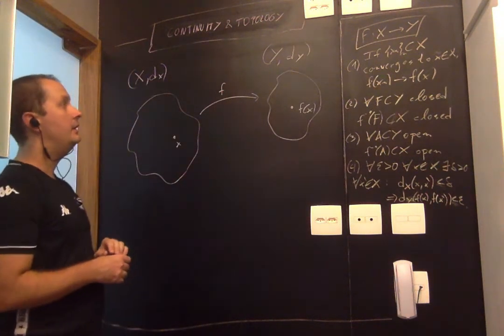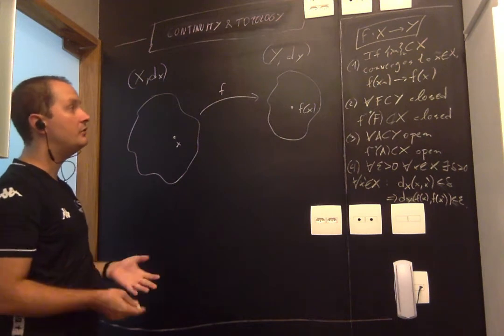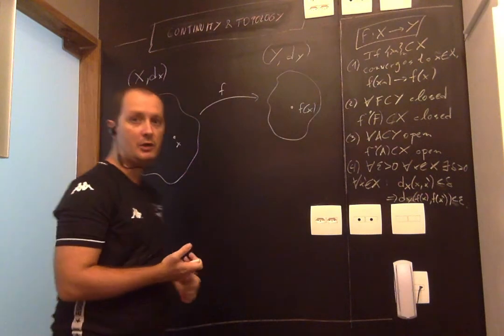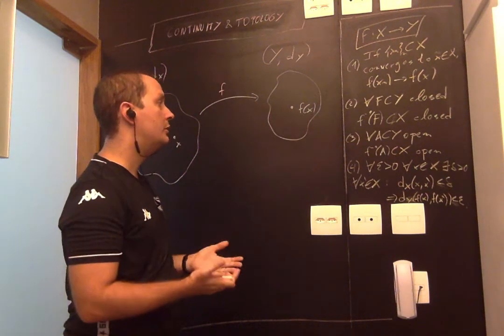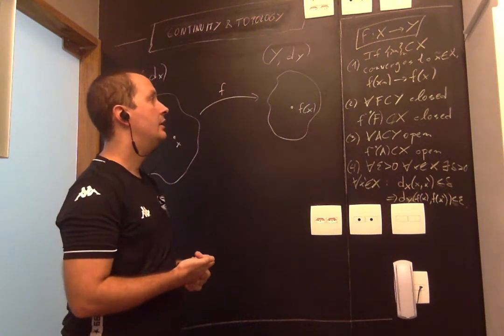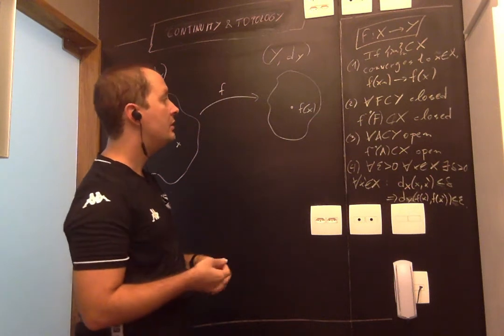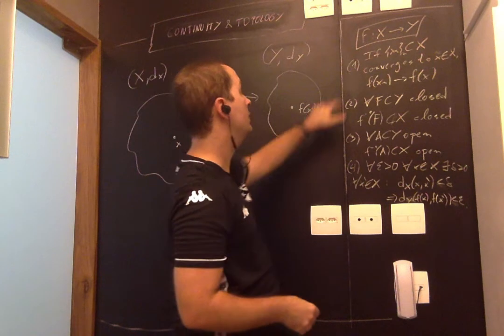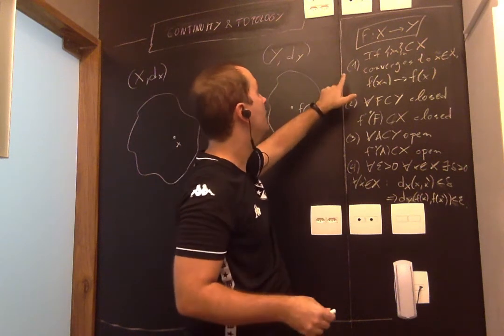And we're going to see that we can reformulate the concept of continuity of f in terms of topology, in terms simply of pure open and closed sets. And okay, so what's the statement? We're going to show that these four conditions over here are equivalent. Let's go through them. So the first one is saying just that f is continuous, right?